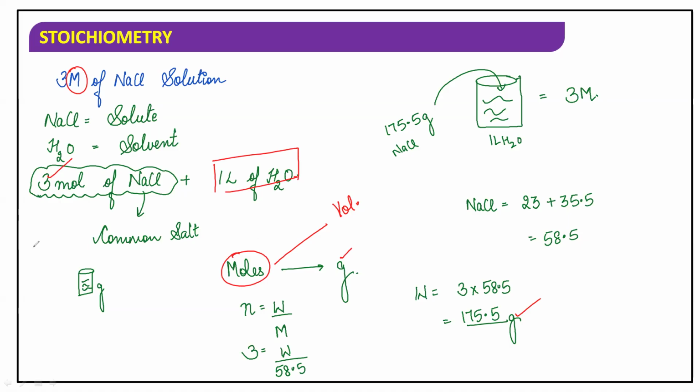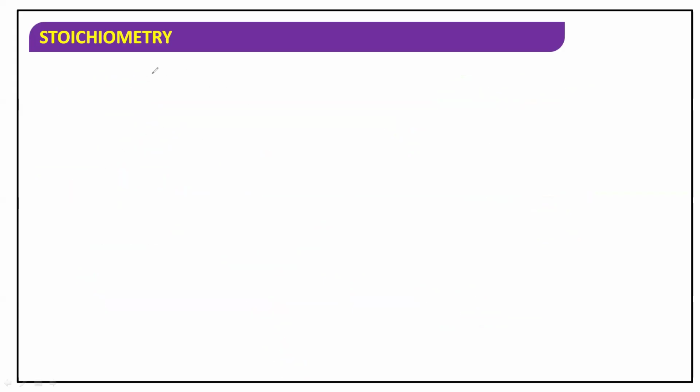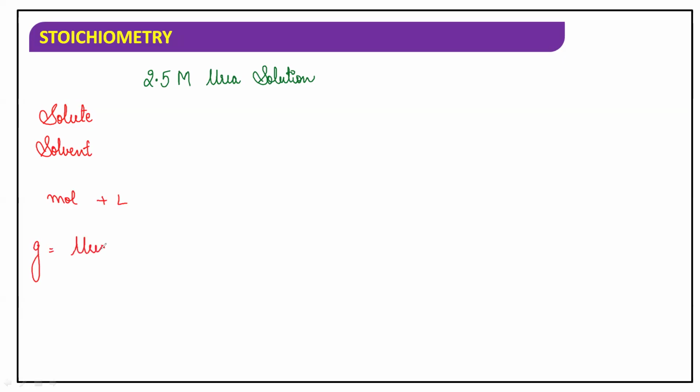Okay, now I'm giving you one question to solve. Just do it for me and let's see if you are able to solve it or not. You have a 2.5 molar urea solution. You have to tell me 3-4 things. What I'm asking is, tell me what is the solute, what is the solvent, how many moles, how many liters, and how many grams of urea is to be added in water. Yes, tell me.